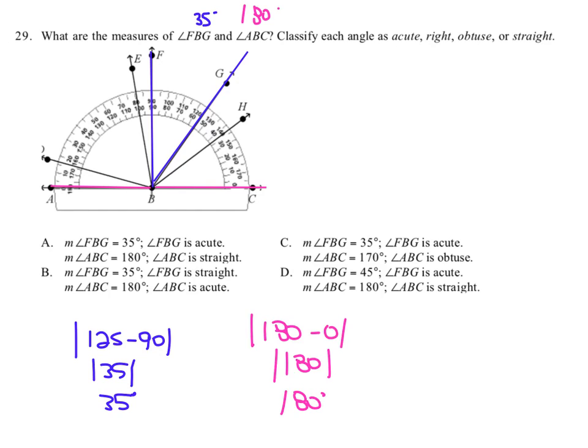And then so our answers are FBG is 35, it's acute, and ABC is 180, and that is straight, and that then is answer A. Done.